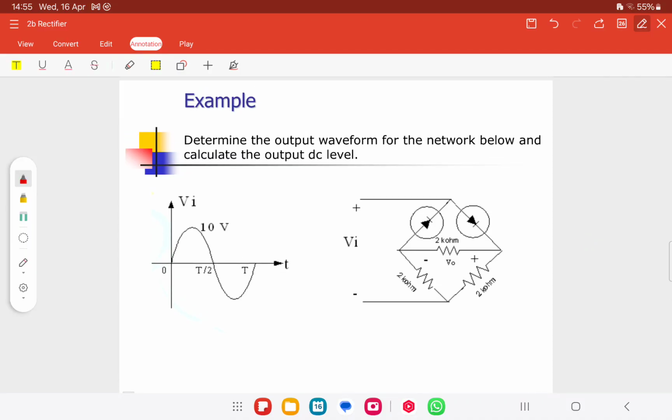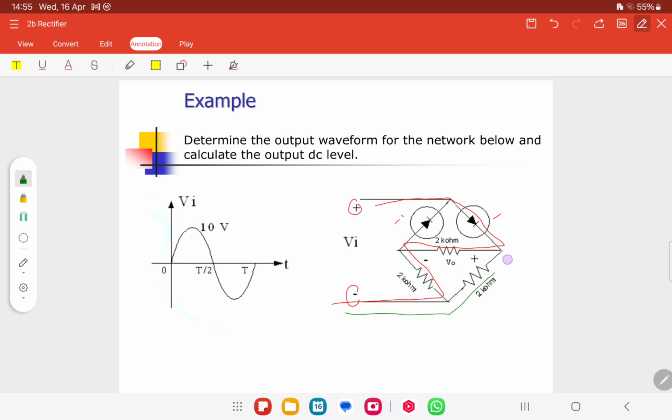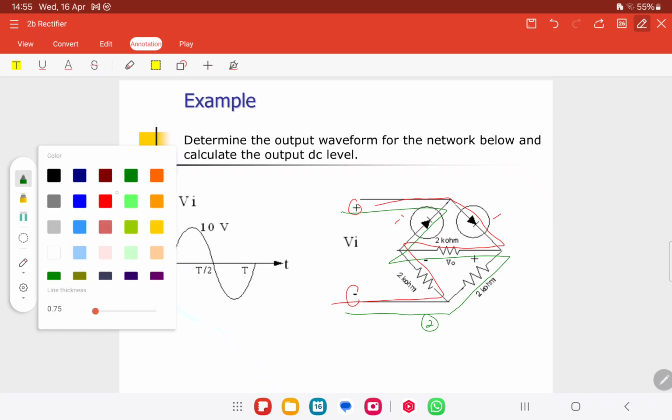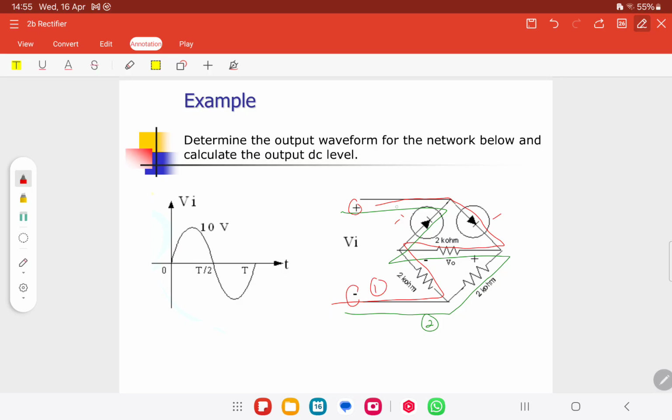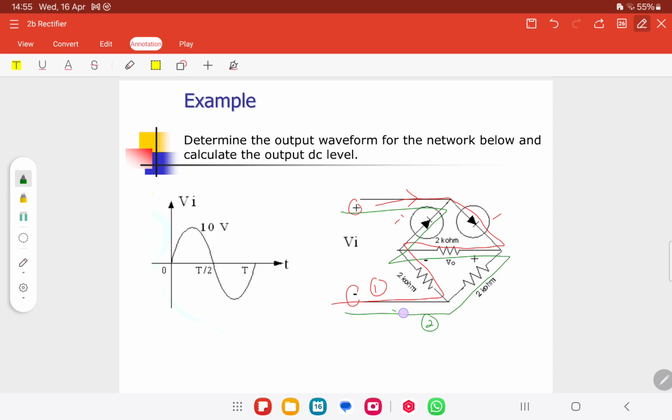Okay, so this is also called the bridge rectifier circuit, but here we only have one diode. So one path goes through here. And for the other one, we need to change the polarity, so it will flow this way. So this is the second, the red is the first. The green goes in here.